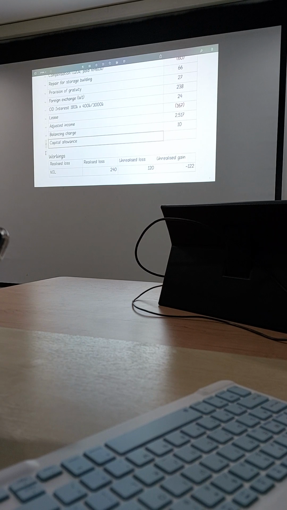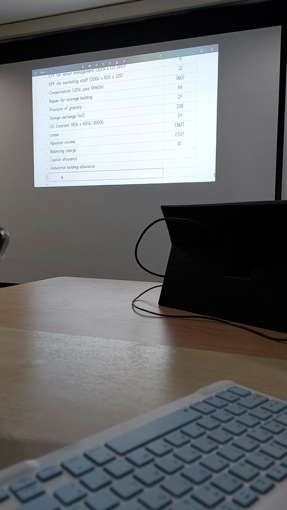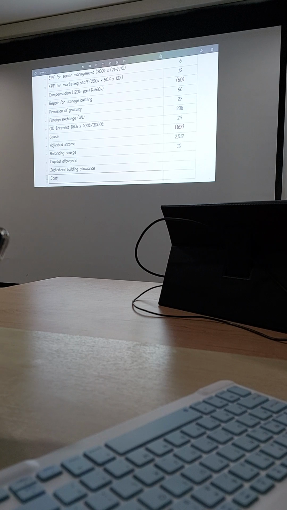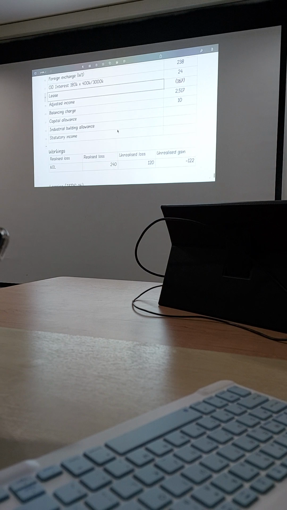Then in this case there is an industrial building allowance. Your exam question is not so heavy. I won't put the balancing allowance and all that inside there. This is just for you to exercise it.